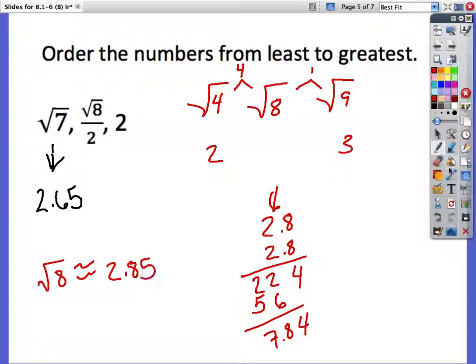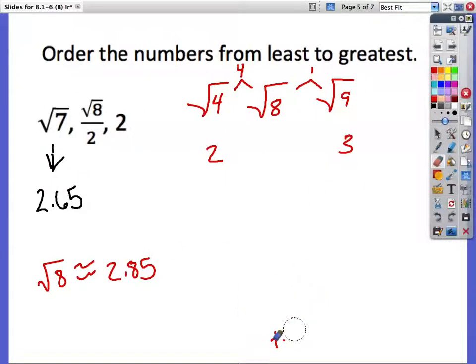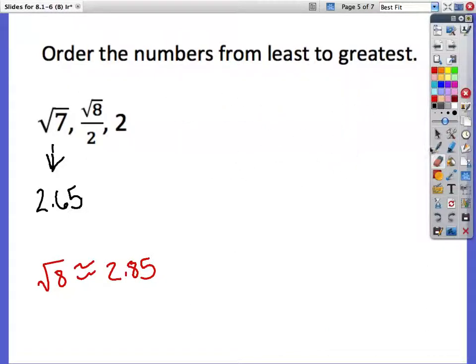2.85. But notice what happens here: not only are they asking for the square root of 8, they're also asking us for the square root of 8 divided by 2. They want to know what that is. So I know that 2.85 approximately divided by 2, gosh, that's going to be just barely more than 1. I don't even have to do that math. I know that's going to be really close to 1. And 1 something is definitely going to be less than 2, and it's definitely going to be less than 2.65. So my work here is done. I can just write down my answer. I don't have to do any more math than is necessary for these.